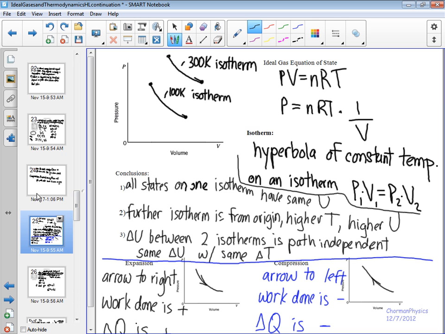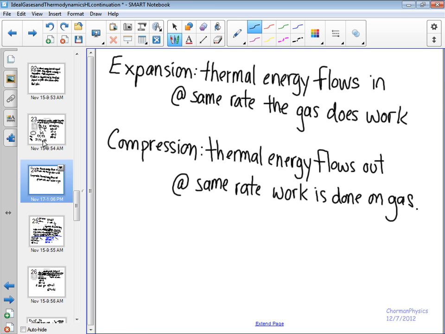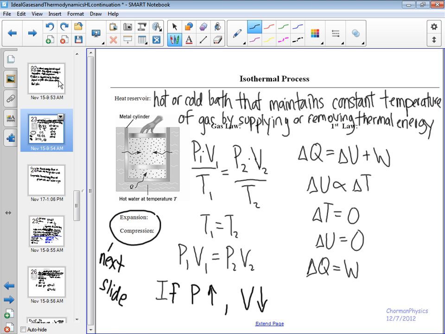That's it for the first part here with isochoric and isobaric processes. The next video we'll talk about isothermal and adiabatic processes.